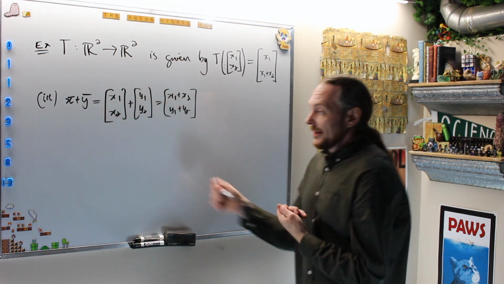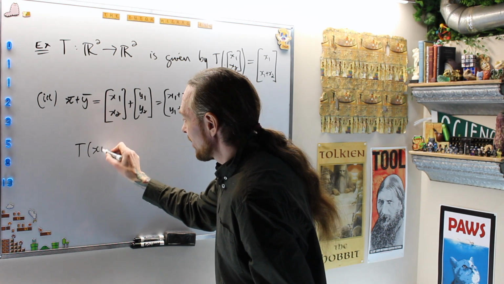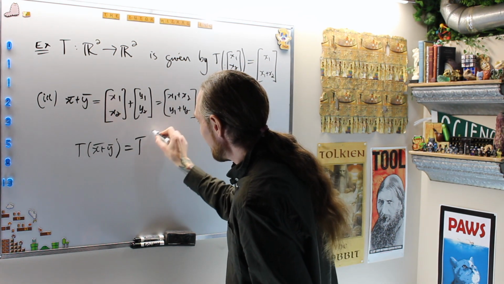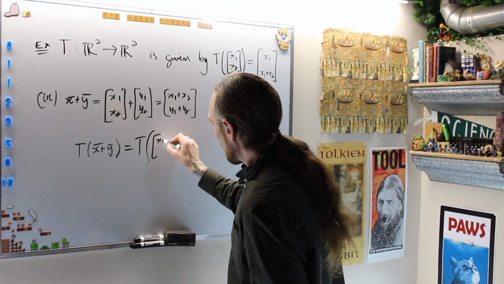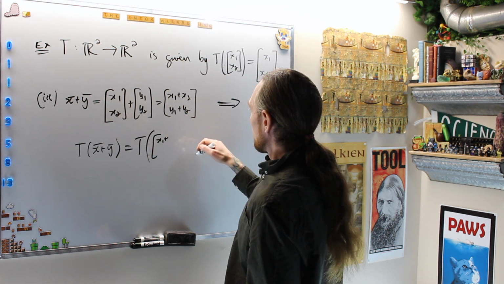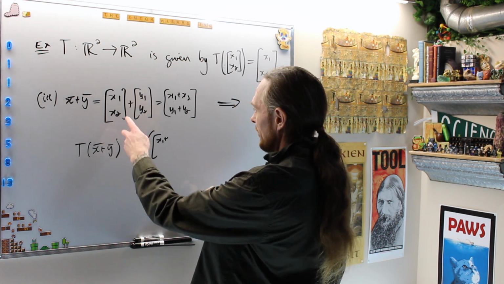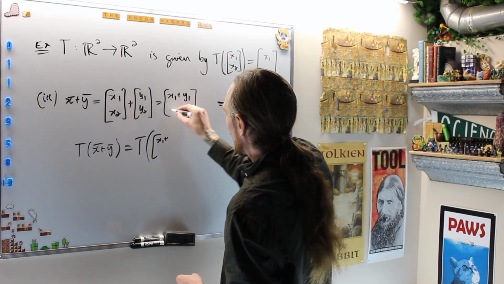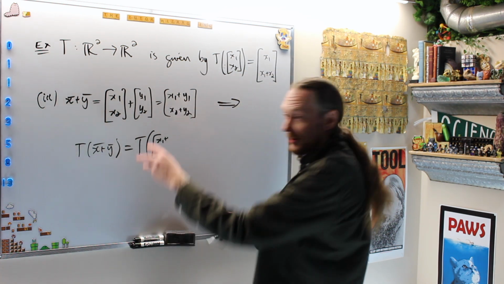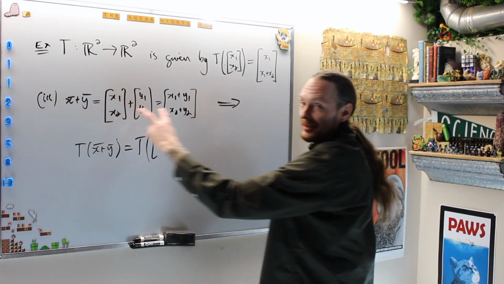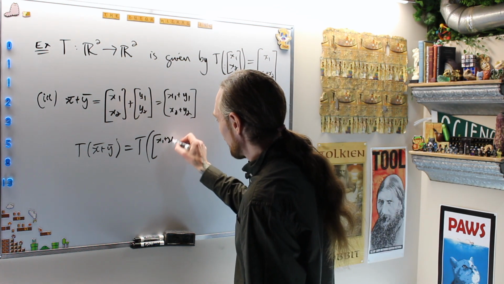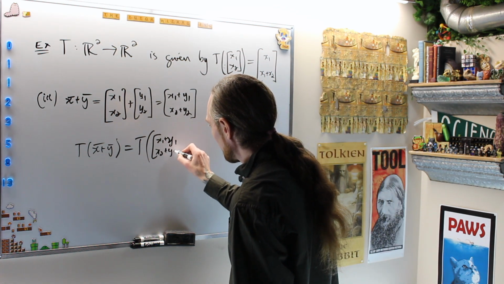So now I apply T. T of x plus y is equal to T of this guy, x1 plus... it was right the first time. What was I doing? x1 plus y1, x2 plus y2. When you do coordinate addition correctly, coordinate-wise, that is hard. So then I have x1 plus y1, x2 plus y2.